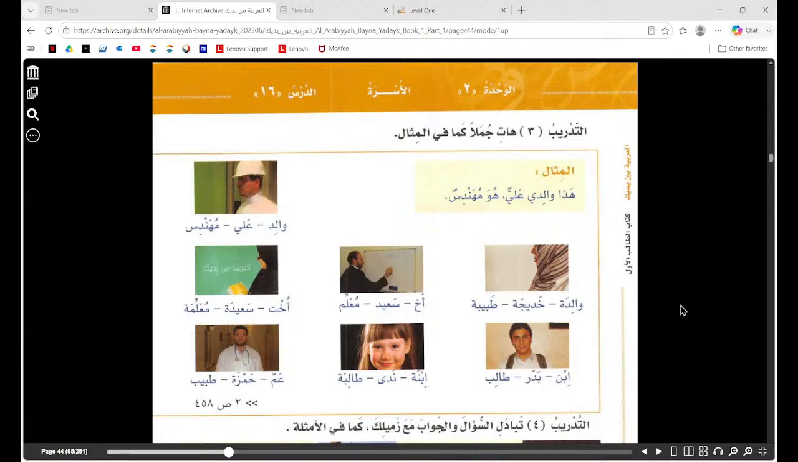So here we have the next page. Hati jumla kama fi mithal. Hati, so bring or come with a sentence, a sentence like the example. Okay, let me make sure the PDF is the same as the book. It looks the same. Okay. So المثال, the example: هذا والدي علي. علي وهو مهندس. This is my father, Ali, and he is an engineer. Okay? So the next one is going to be the sister here.